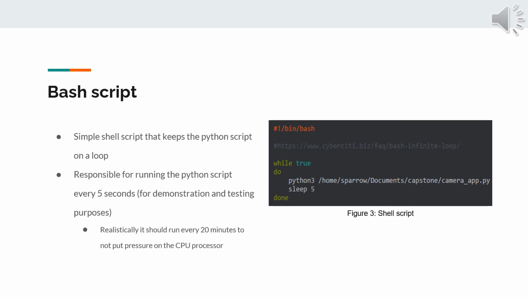Our Bash script is very simple, as its purpose is to run the Python script in a loop. The Bash script runs the Python script every 5 seconds for demonstration and testing purposes, but realistically, it should run about every 20 minutes to keep the CPU resources free.